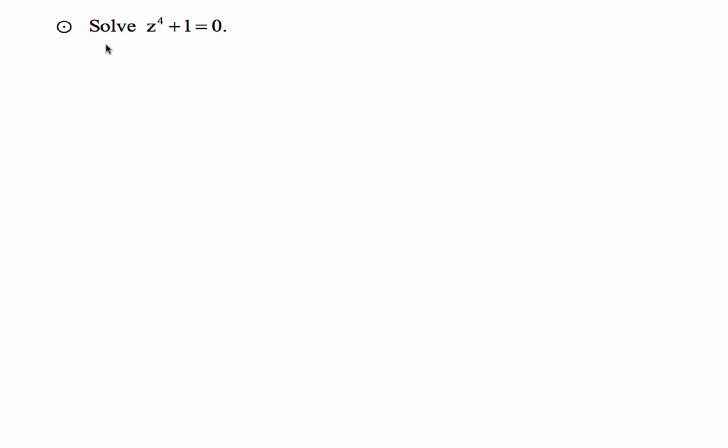In exactly the same way, we can solve the equation z to the 4 plus 1 equals 0. This is asking us to find the fourth root of minus 1. So z to the 4 is equal to minus 1, or z is minus 1 to the 1/4. How are we to find the fourth root of minus 1? Again, as before, we'll write z as e to the i theta, in which case we have e to the i 4 theta equals minus 1.